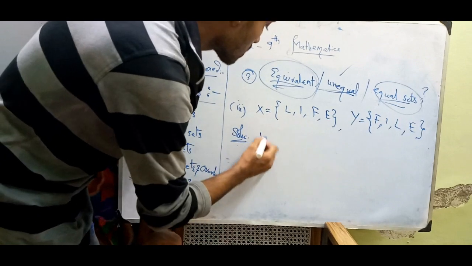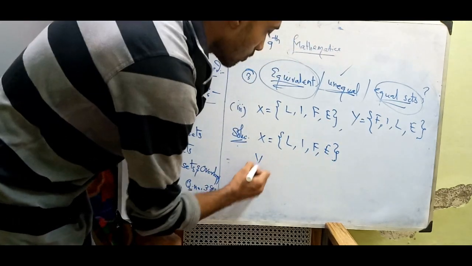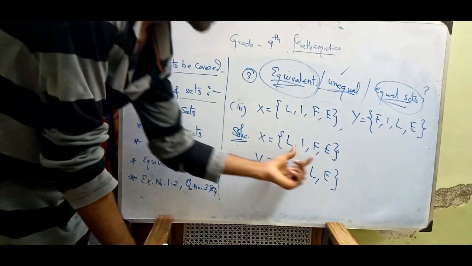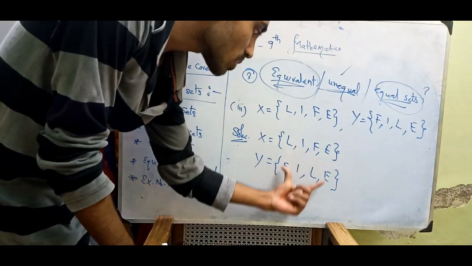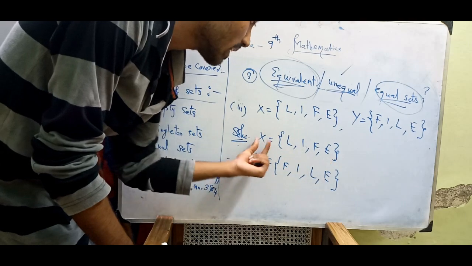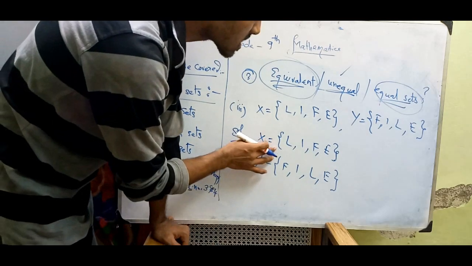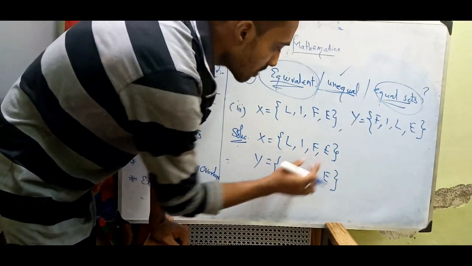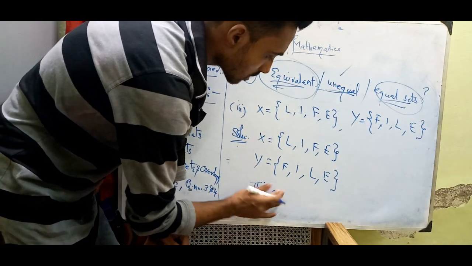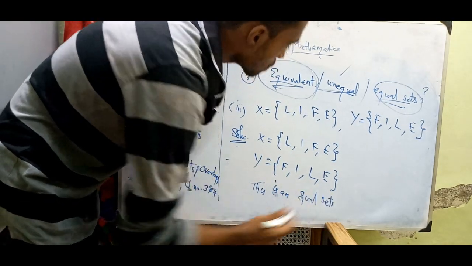The number of elements present in A and B should be the same. So here X is equal to L, I, F, E and Y equal to F, I, L, E. The elements present in X are also present in Y. Whatever letters are present in X, all of those letters are present in Y too. So these kinds of sets we say are equal sets, because each and every element appears in Y also. So this is an equal set.